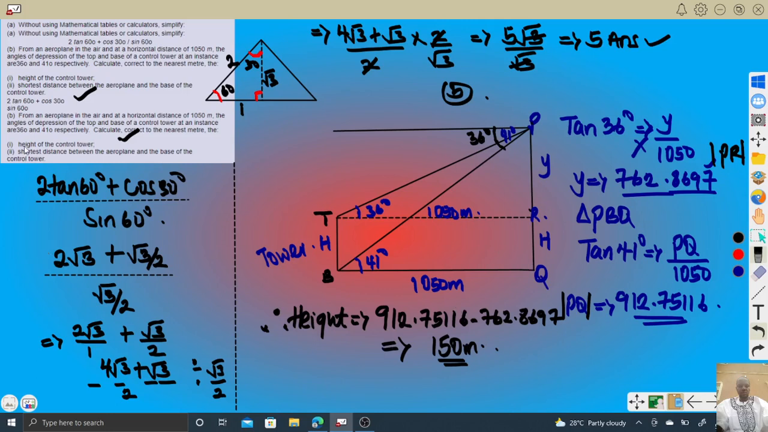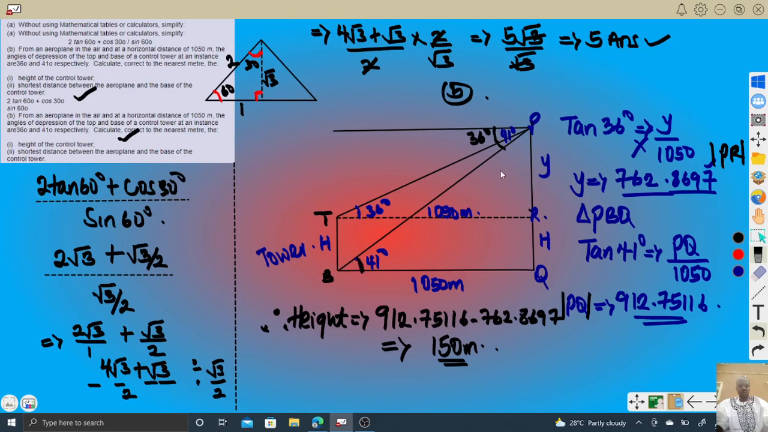So the last question, maybe I should leave that for you guys to do. Find the shortest distance between the aeroplane and the base of the tower. I think this one is very difficult. We are looking for the length from here to here, the distance between the aeroplane and the base, when the angle is 41. Do you understand? Maybe I should just borrow this short side.